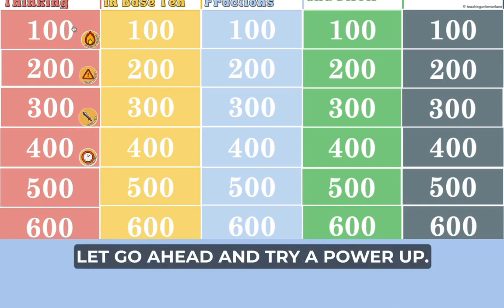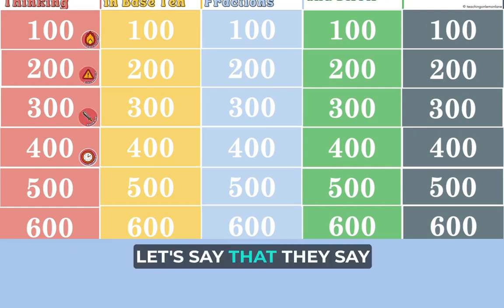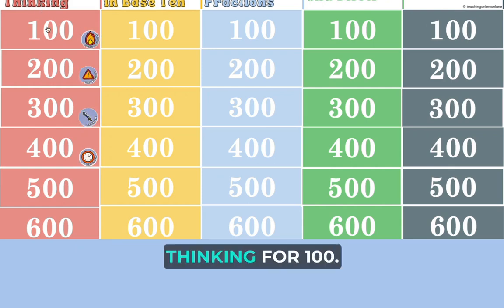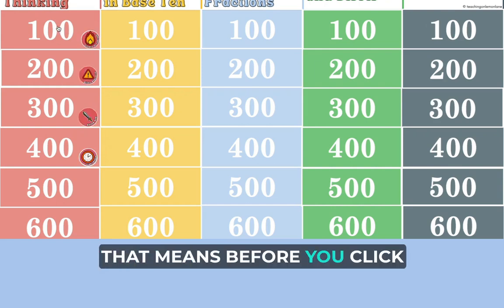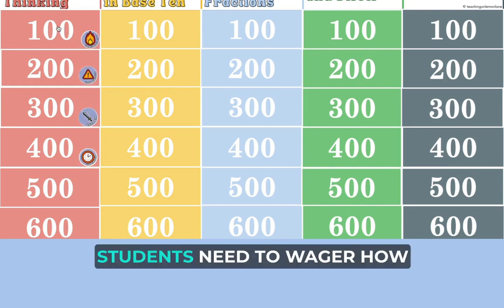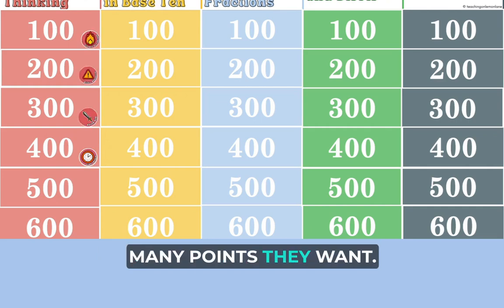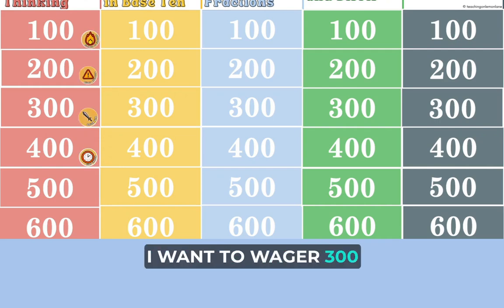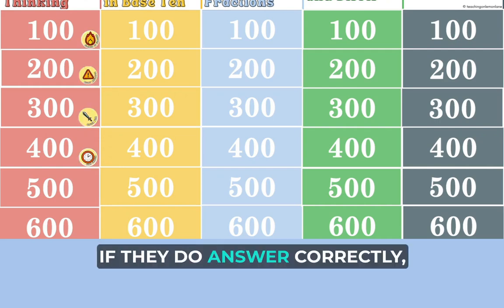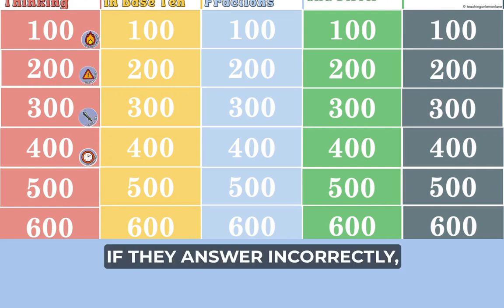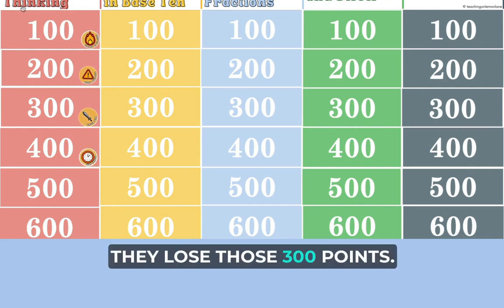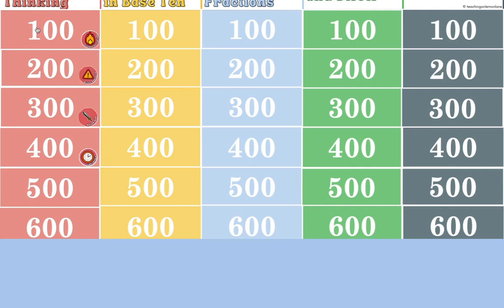Let's go ahead and try a power-up. Now, let's say that they say operations and algebraic thinking for 100. We notice that there's a power-up there. That means before you click on this question box, students need to wager how many points they want. So if they have 300 points, they can say, I want to wager 300 points on this. If they do answer correctly, they get an additional 300 points. If they answer incorrectly, they lose those 300 points. So let's go ahead and click on that one.